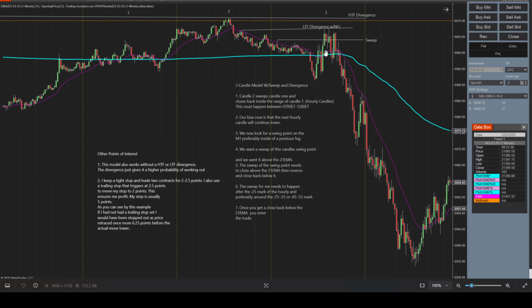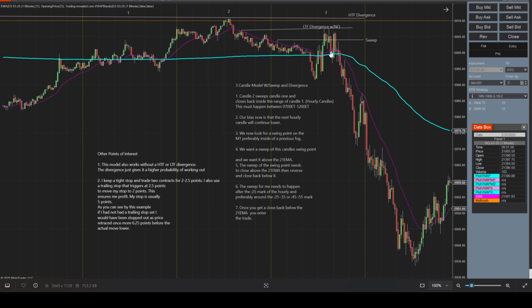Preferably I want that sweep to happen between the 25 and the 35-minute mark. If it doesn't happen then, I'm looking for another one between the 45 and 55-minute mark of the hour. And if I don't get those, then that's not my model and I don't trade it.